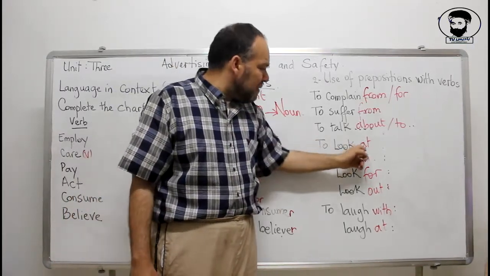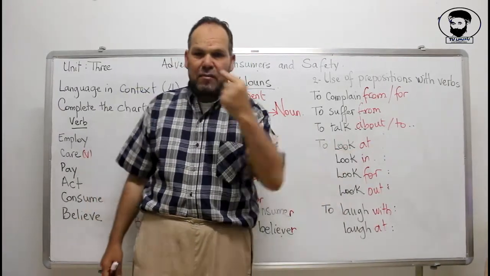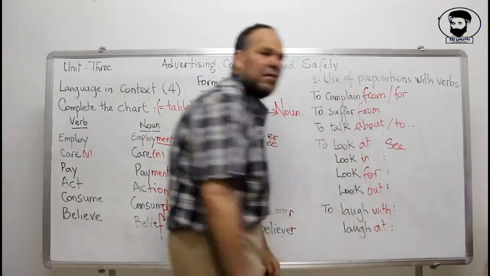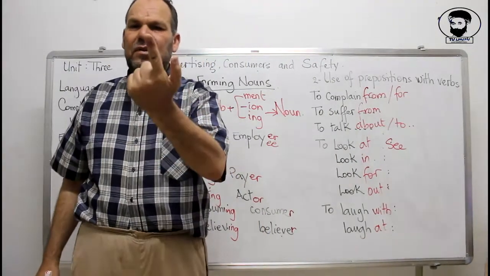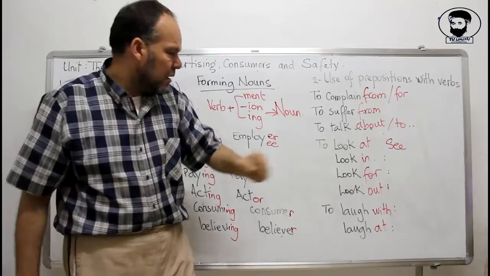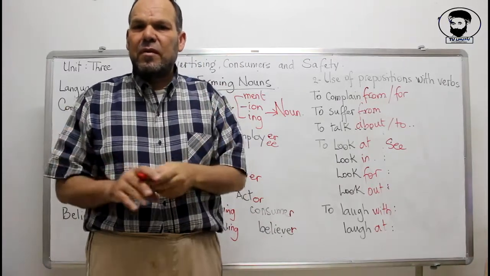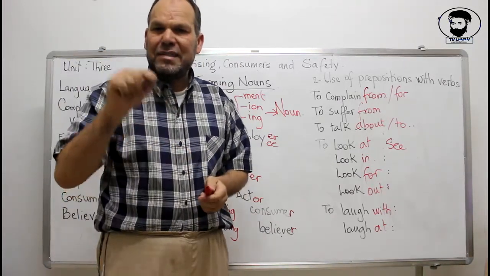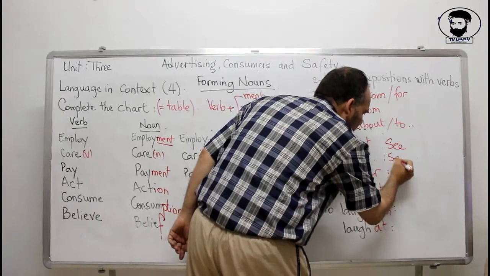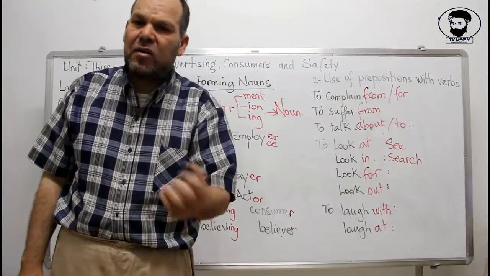Now, let's take an example with look. Look is one verb, to look. Now, if you say to look at, I'm looking at you, it means see. To see someone, you see him. To look at someone, I'm looking at you. So, this means that I'm seeing, I'm observing you. Now, to look in. If you have a difficult word, look it up in the dictionary. When you look in, it means you search. For example, look it up on the internet, or look in the dictionary, or look in the book.